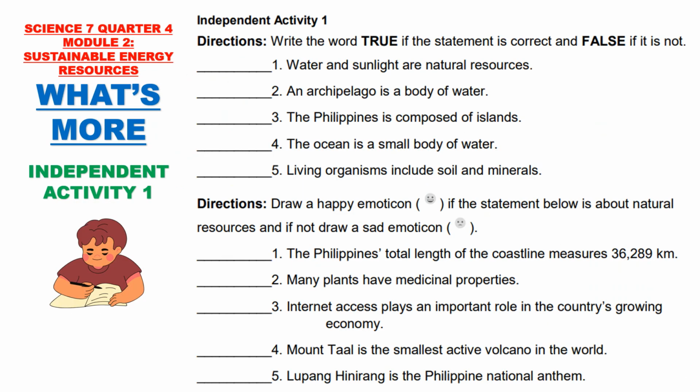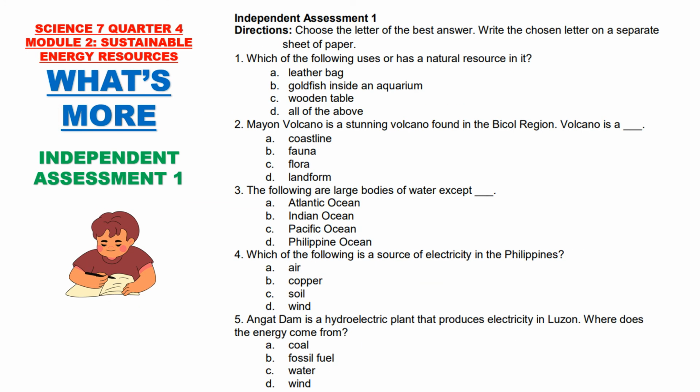Let us now discuss the different activities that you need to answer in What's More. Independent Activity 1. Write the word true if the statement is correct and false if it is not. Next, draw a happy emoticon if the statement below is about natural resources, and if not, draw a sad emoticon. Independent Assessment 1. Choose the letter of the best answer.